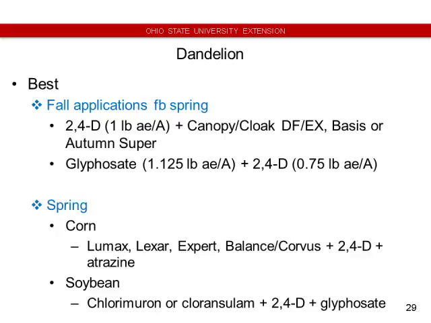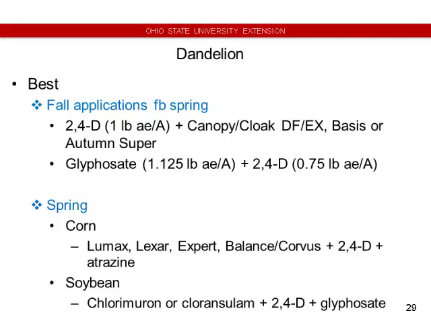You can go with the glyphosate at about 1.125 pounds and 2,4-D at least at 3/4 of a pound and do a pretty good job, although it is a little more inconsistent than the first one, although more consistent than going to the spring. In the spring, you've got several products in corn, some Lumax or Lexar, so you've got Balance and Callisto with some atrazine works very well for us, along with some 2,4-D in that burn down. And then Chlorimuron or Cloransulam are very good on dandelion, although Chlorimuron is probably a touch better, mixing that with 2,4-D and glyphosate. But again, you might not get as consistent control with that in the spring as you would in the fall.